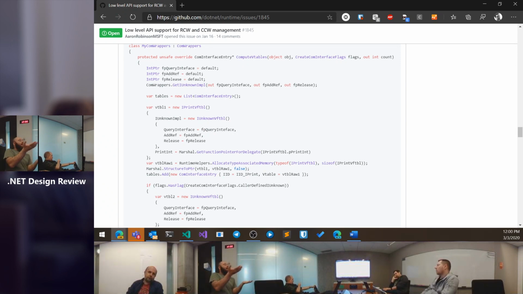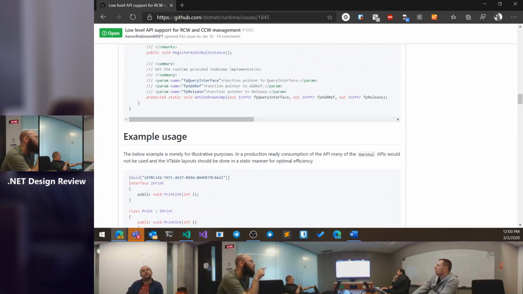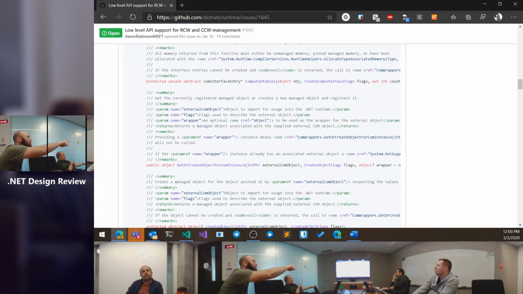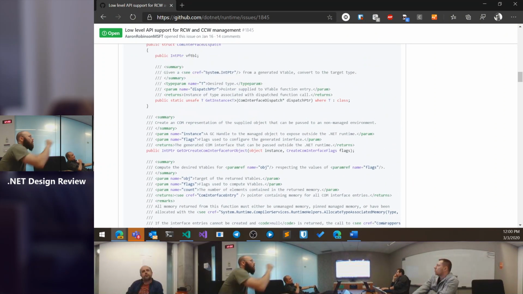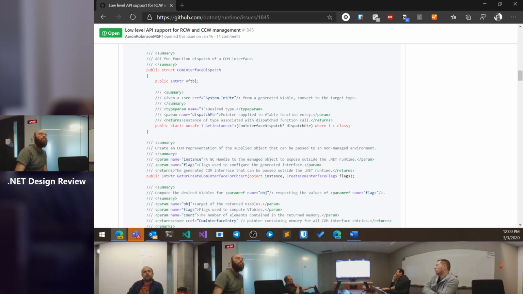So once these vtables get created, they get associated with the CCW. We allocate some more memory in native memory, and then if you go back up to the actual API, I think it's GetOrCreate. Not create object. That's the compute vtables. If you scroll up, GetOrCreateComInterfaceForObject. You've passed in the object, passed in some flags, and the result is going to be an int pointer. Whether that's an already existing int pointer, or whether we had to create a new one because there's none associated with it, that's what that represents. So it's get or create: get already associated, or compute vtables and do all this other stuff.